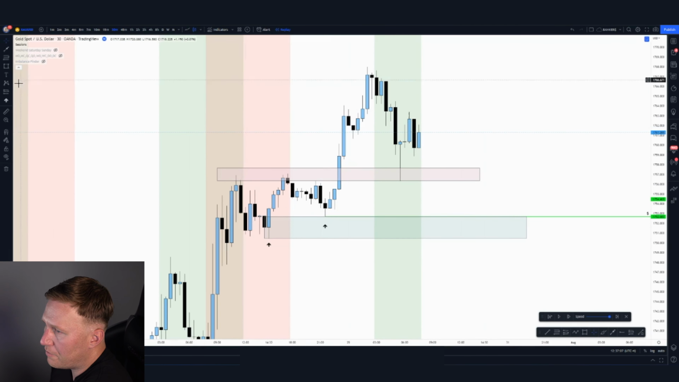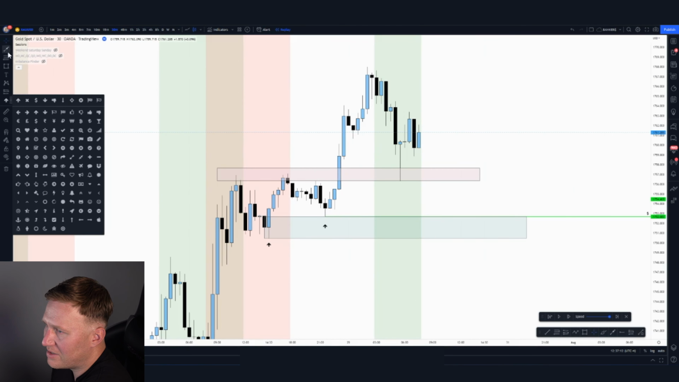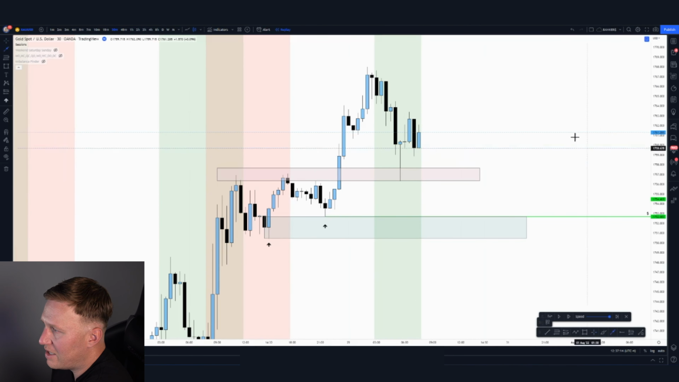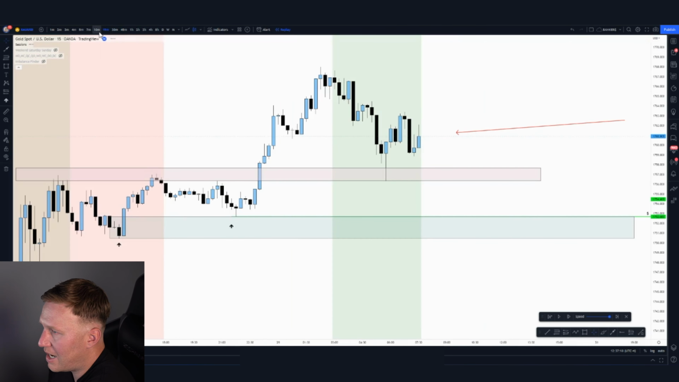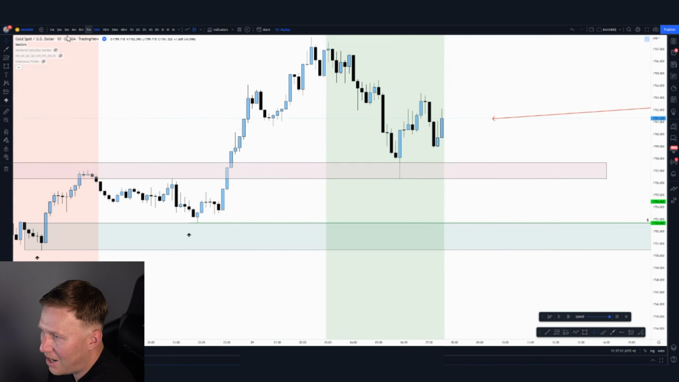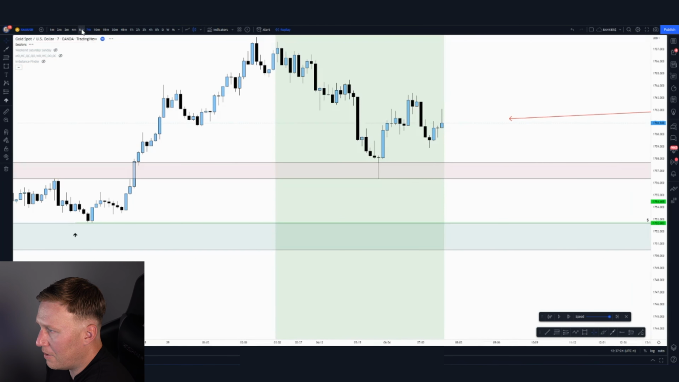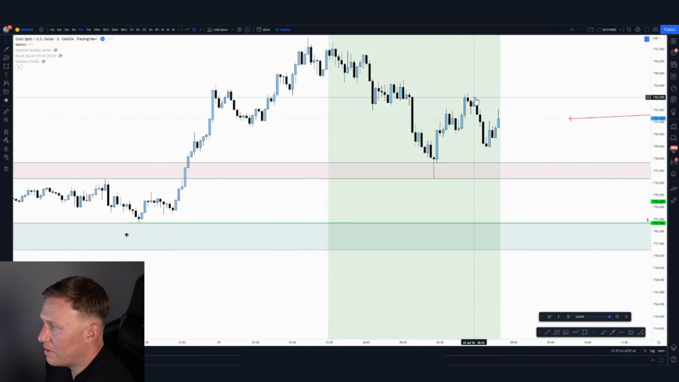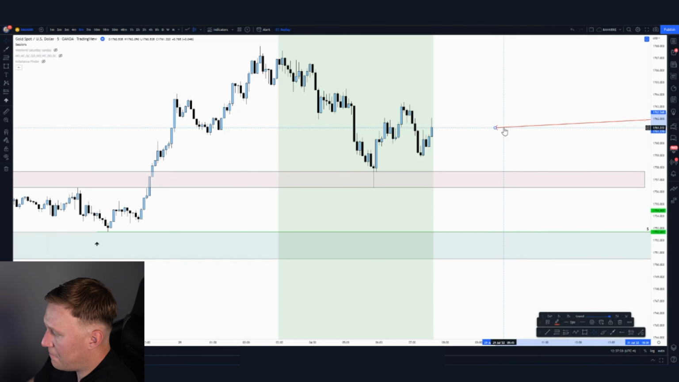So where I'm looking for opportunity is going to be inside of this price action right here. So I'm going to drop down to a lower time frame and I'm going to start diving into what I saw and how I took advantage of it. Okay, so we're on a 5-minute time frame here.